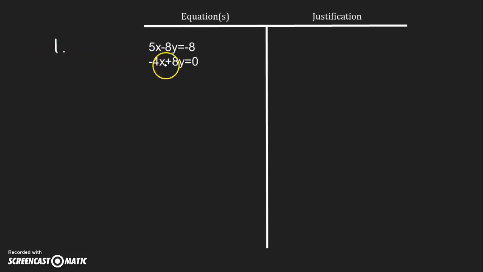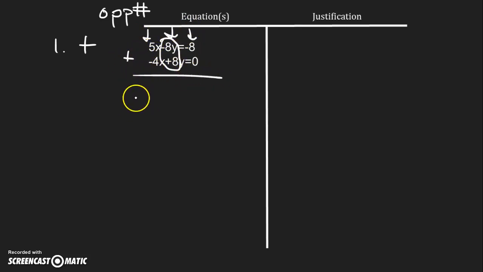So first step here, look to see opposite numbers, same numbers. So not opposites, not same, not same, but they're opposites. Positive 8 and negative 8 are opposites. So since they're opposites, we're going to add first. So add straight down. And when we do that, what we get is 5 plus negative 4 is a 1x. Those are gone, and we're just left with negative 8. What did we do? We added by elimination.